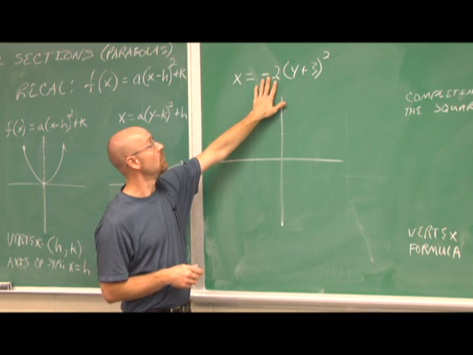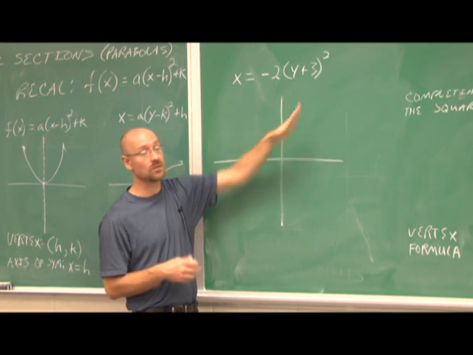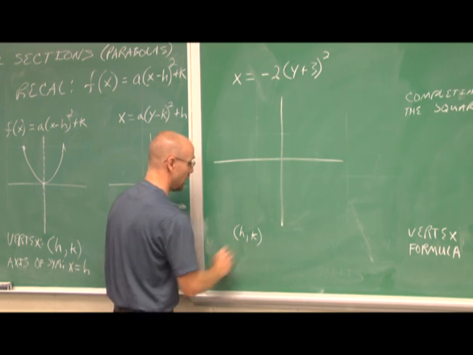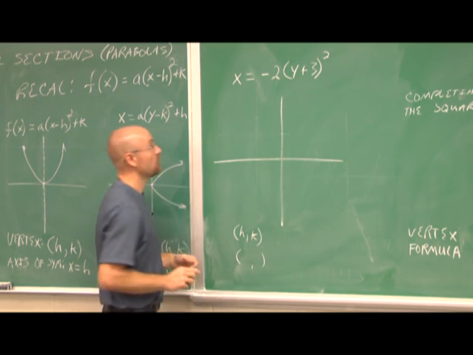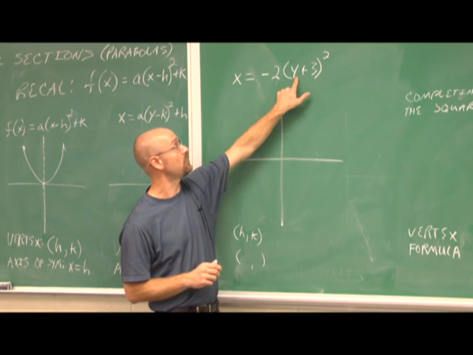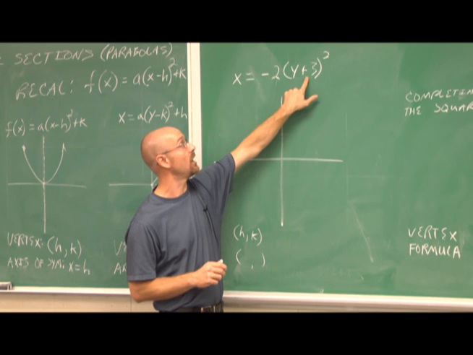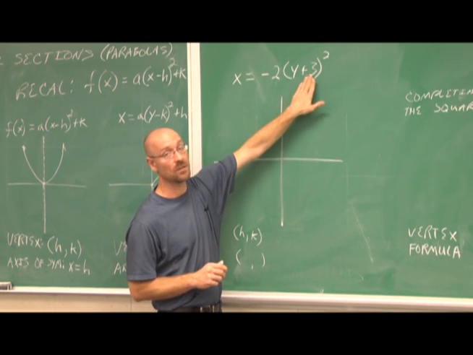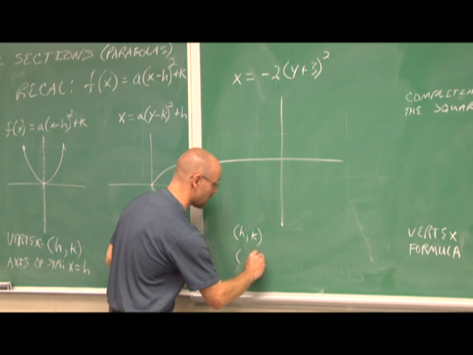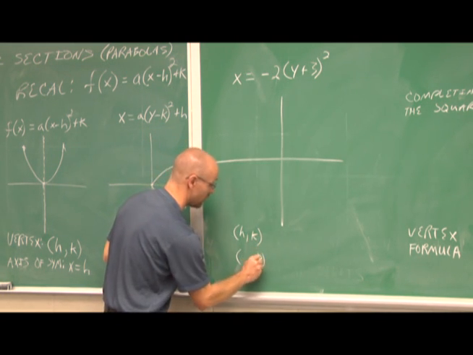Now, if I notice this, the first thing I want to do is determine what is my vertex. What is my h, k? Well, if we do that, what value is in these parentheses? Well, this affects y, so this is a k value, and it's always the opposite of what we see in here before we square it. So the k is -3.